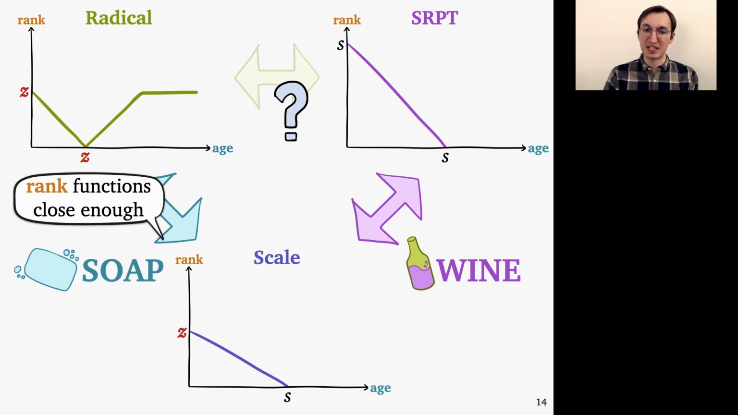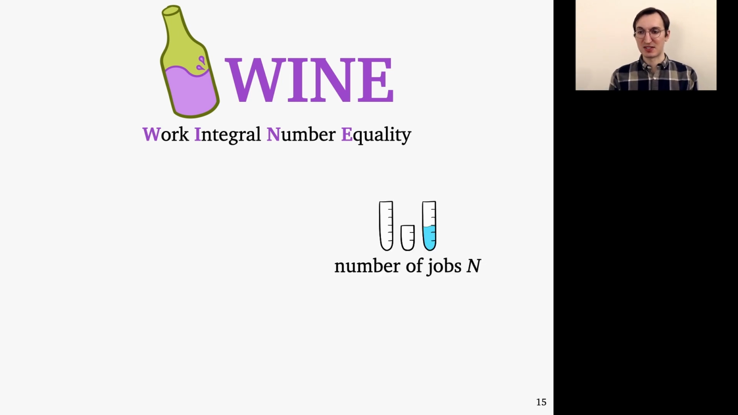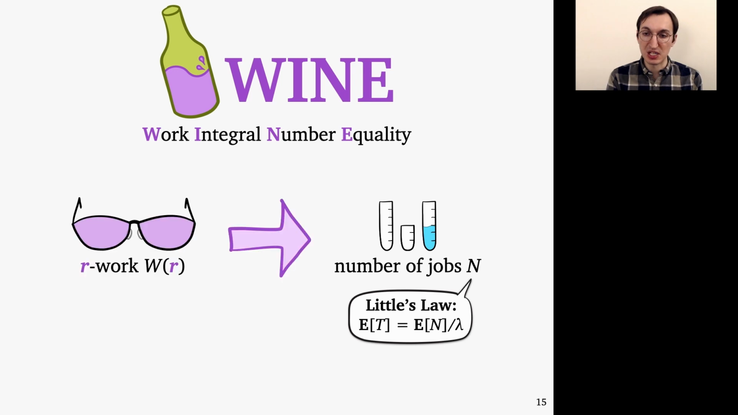Let's now talk about comparing Scale to SRPT using WINE. WINE stands for Work Integral Number Equality. Unlike SOAP, which directly gave us response time, WINE is a way to get the number of jobs in the system. But this is fine because there's a famous result in queuing theory called Little's Law, which says that the mean response time is directly proportional to the mean number of jobs for any fixed arrival rate. The way WINE gets us the number of jobs in the system is via this other quantity called R-work, which I'll define soon. What WINE does is it reduces the problem of analyzing mean response time to the problem of analyzing R-work, or in our case, comparing Scale's R-work to SRPT's R-work.